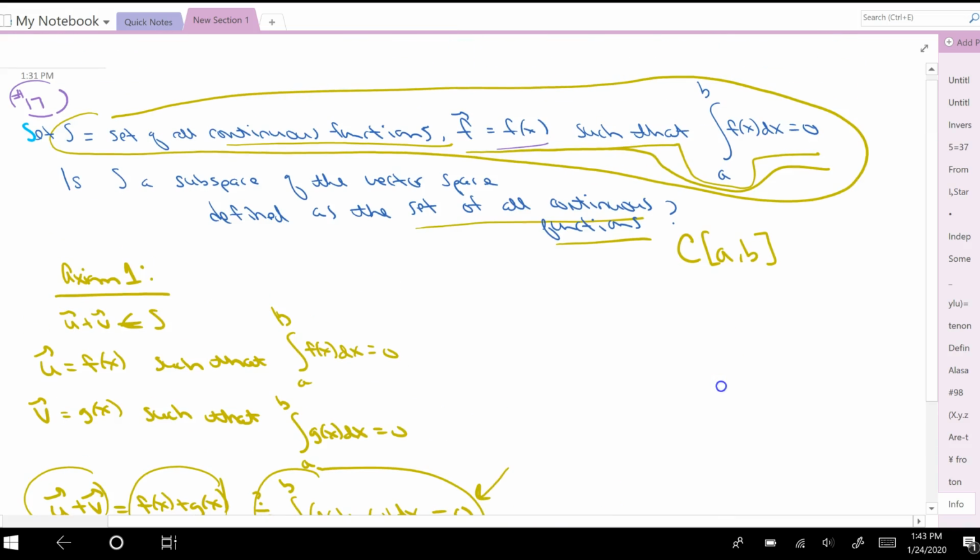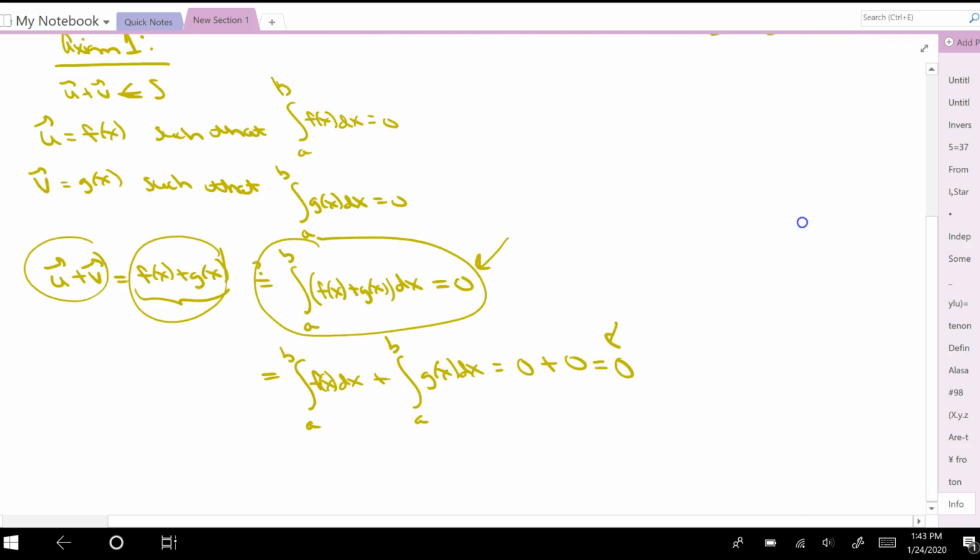So u plus v is in the set of continuous functions, that continuous function being f of x plus g of x, such that it yields a definite integral over that interval equal to 0. Axiom 1 has been met.